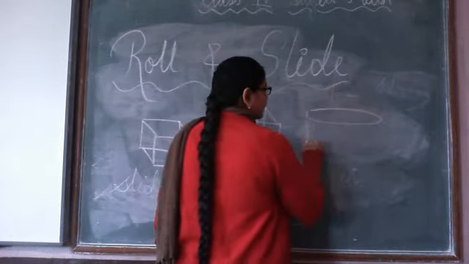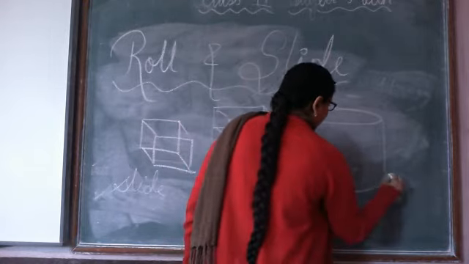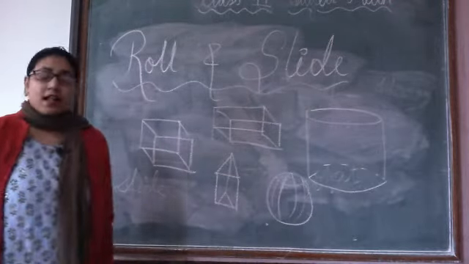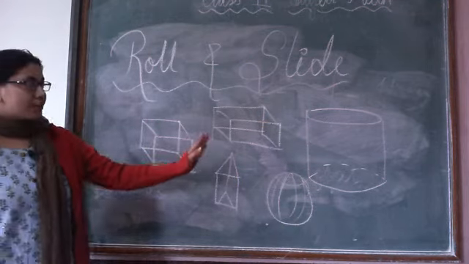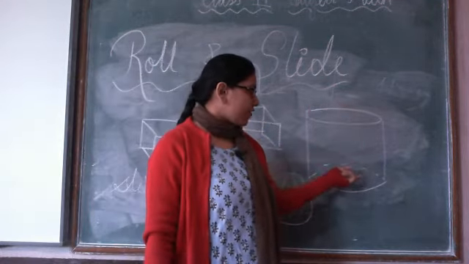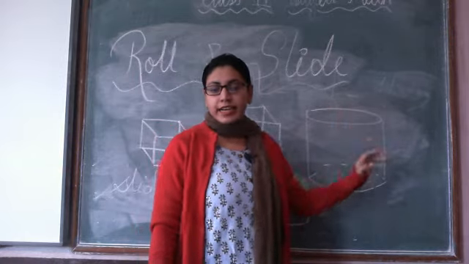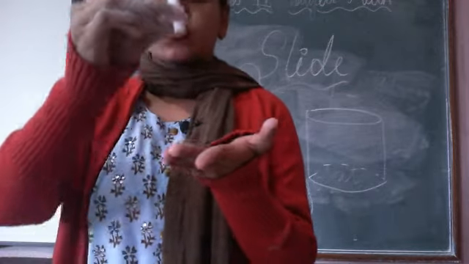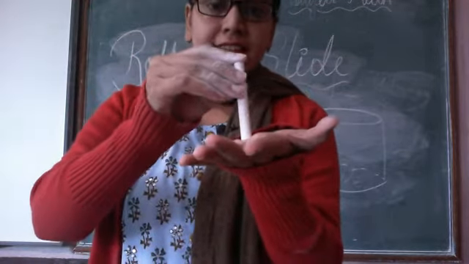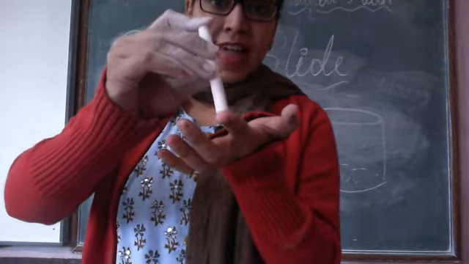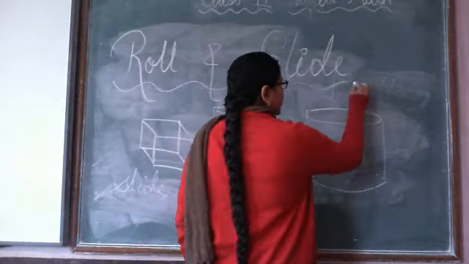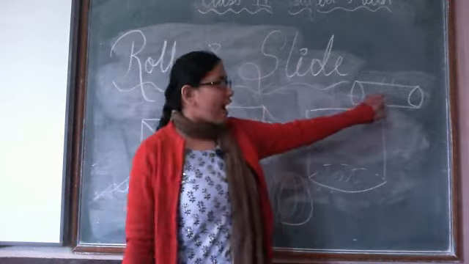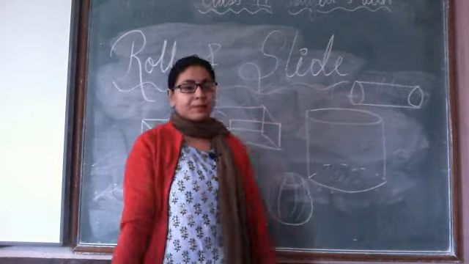Now the cylinder. Look at this cylinder. Will this roll or slide? This will slide because the cylinder is in a position where the flat surface is there. So if I push the cylinder, for example this chalk, in this manner, the flat surface is standing, so it will slide. And if the cylinder is situated like this, now if I push the cylinder, then this will roll.